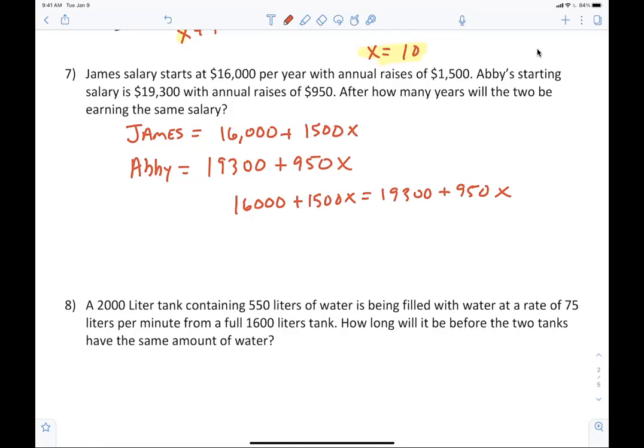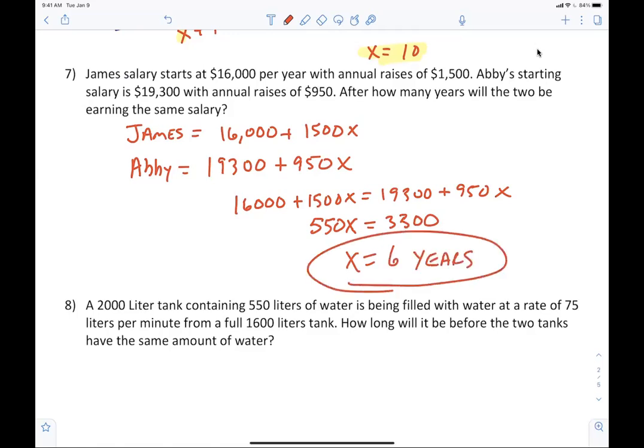And so what do we do? Subtract 950. When I subtract 950, I get what? 550x. And then what do I do? Subtract 16,000. 3,300. And now what? X equals 6 years. After 6 years, they'll be making the same amount of money.